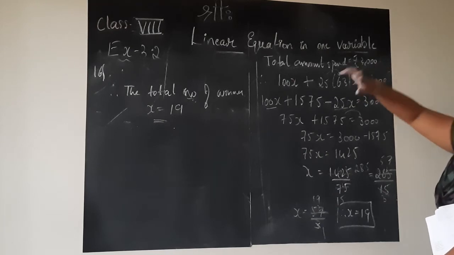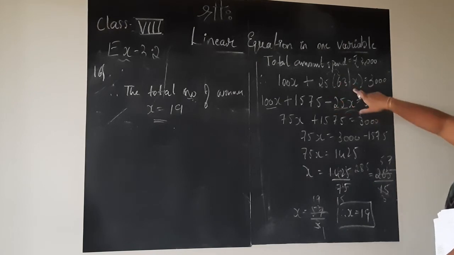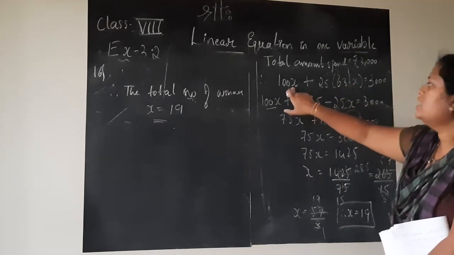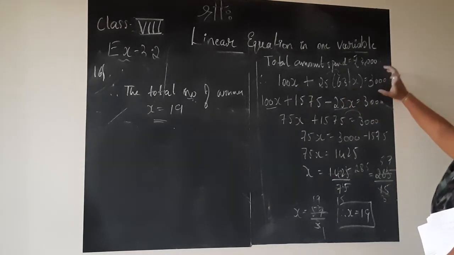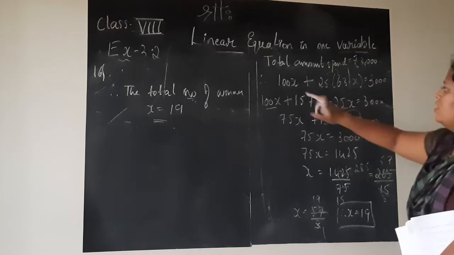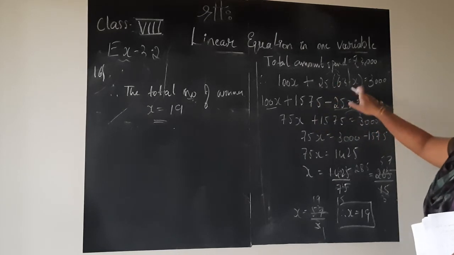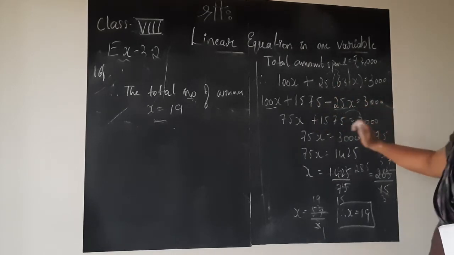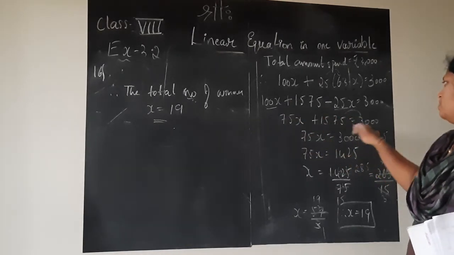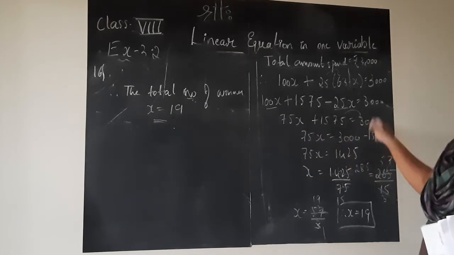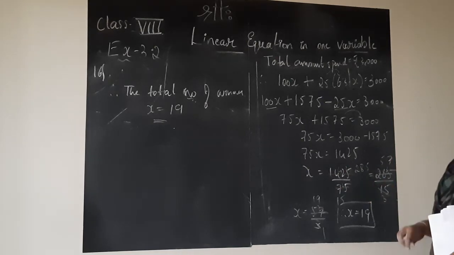And it also said that 25 rupees was given to the participants who did not win. So that is the reason we multiplied by 25. So 100x for the winners, 25 into 63 minus x for the participants who did not win, and the total amount spent was 3000. So we multiplied 25 inside. 25 into 63 is 1575, minus 25 into x is minus 25x, is equal to 3000. 100x minus 25x is 75x. Plus 1575 is 3000. 75x is 3000 minus 1575, which is equal to 1425. x is 1425 divided by 75.